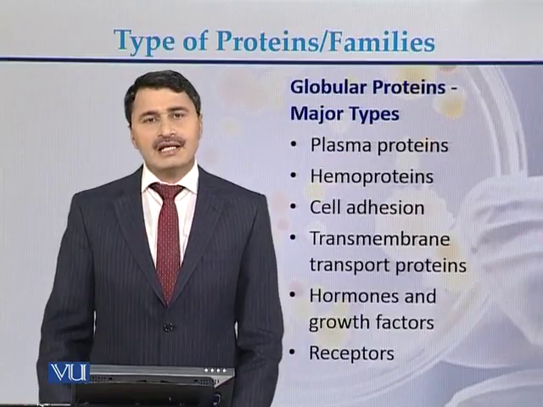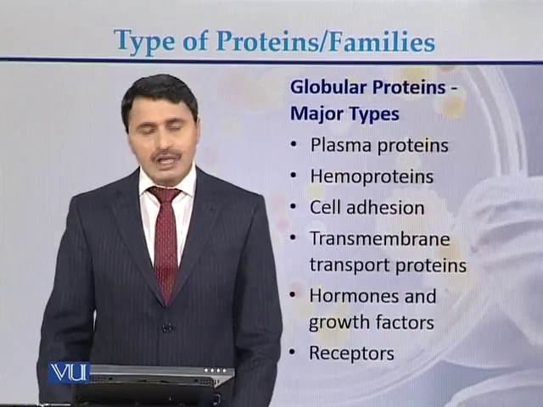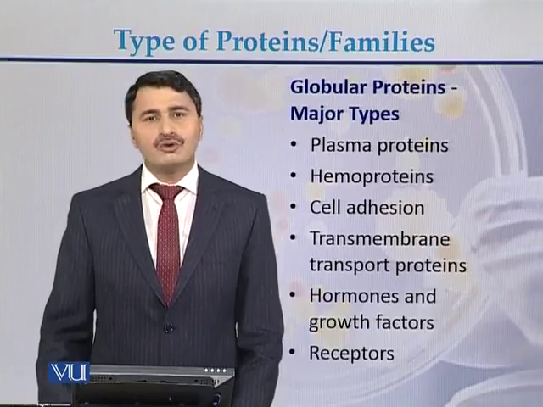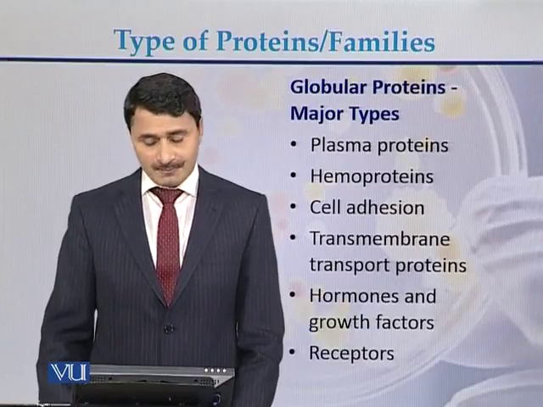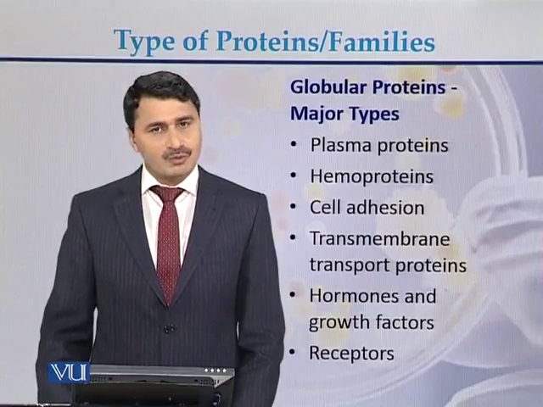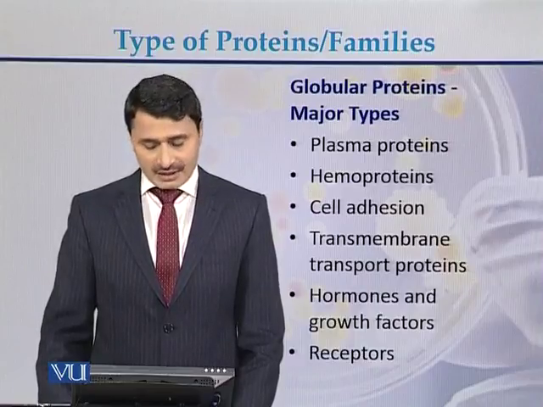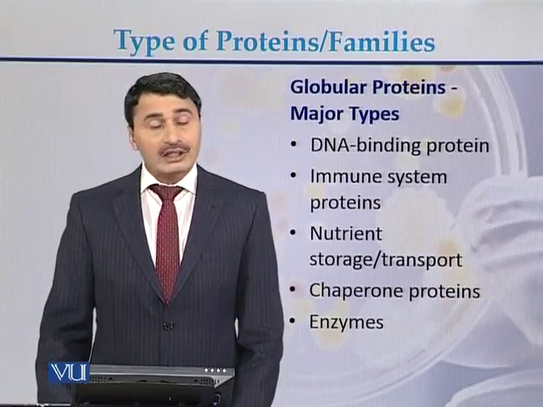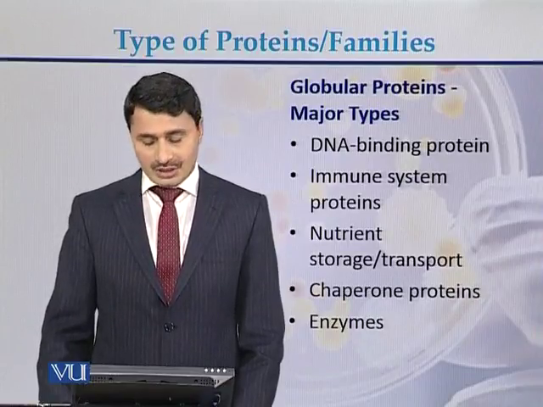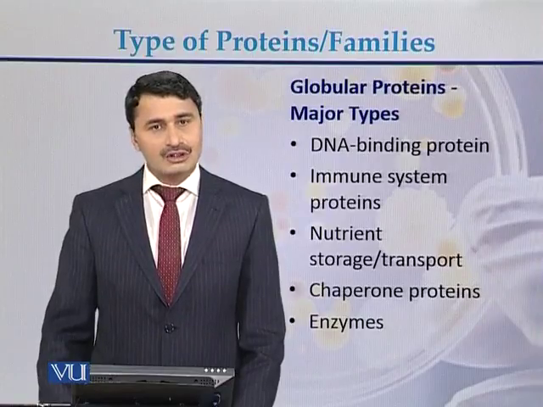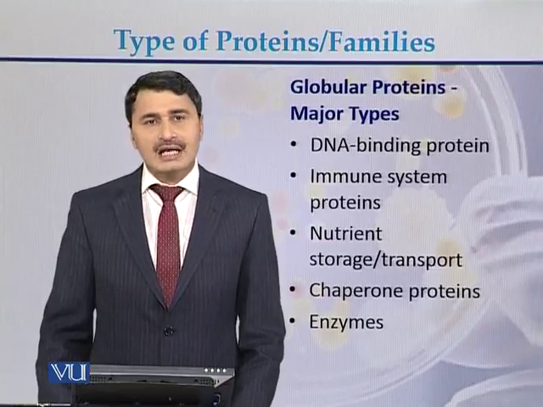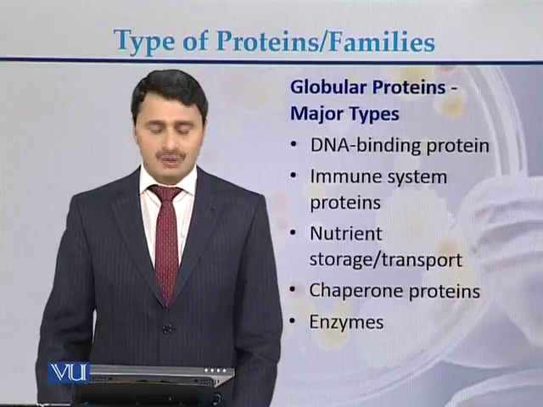The second main category of proteins is called globular proteins. There are many subtypes of globular proteins. They are plasma proteins, hemoproteins, cell adhesion proteins, transmembrane transport proteins, hormones and growth factors, and receptors. Other types of globular proteins are DNA binding proteins, immune system proteins, nutrient storage or transport proteins, chaperone proteins, and enzymes. So these are different types of globular proteins.